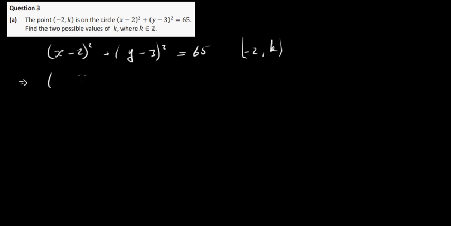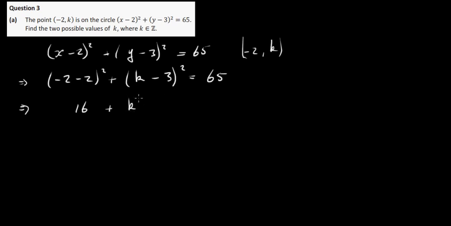So all we've got to do is, instead of the x, put in the −2, and instead of the y, put in the k, and just work out what k would be. Well, here we have −4, which we're going to square, which will give us 16. Square this: k² − 6k + 9 = 65. Here we end up with k² − 6k. 16 plus 9 is 25. 25 minus 65 is −40.